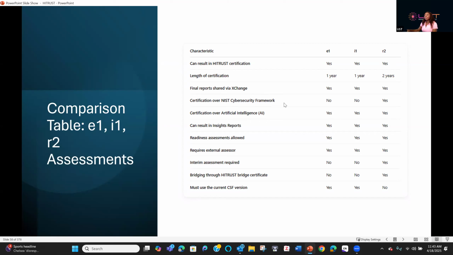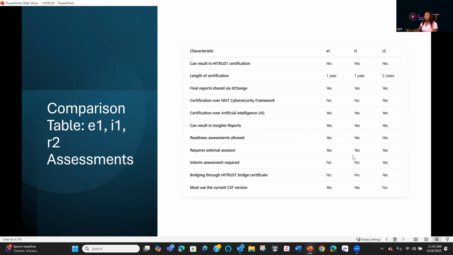Certification over NIST cybersecurity framework, nope, nope. Yes, this can actually go. Certification over AI intelligence, yes. Can result in insight report, yes. Readiness assessment allowed, yes. We're going to go through readiness assessment shortly.